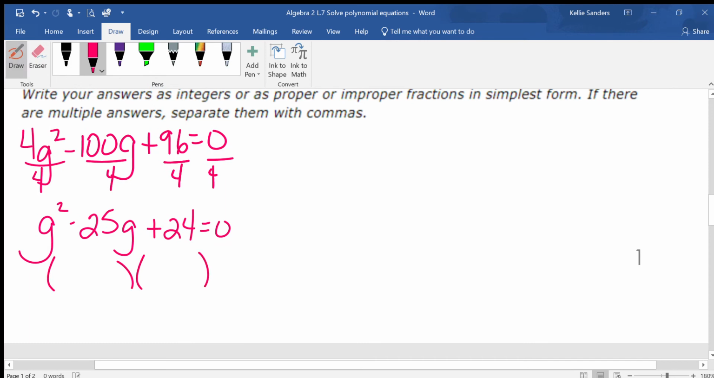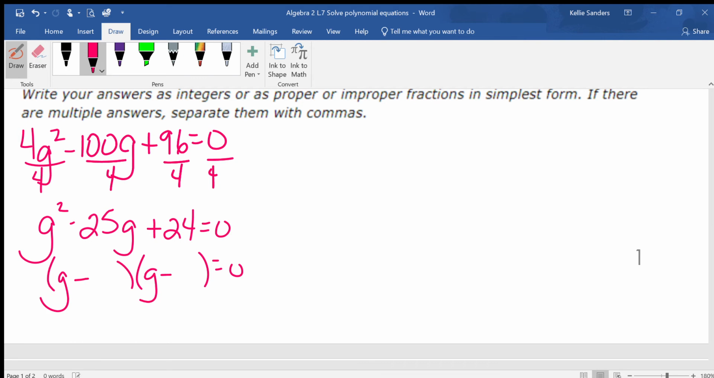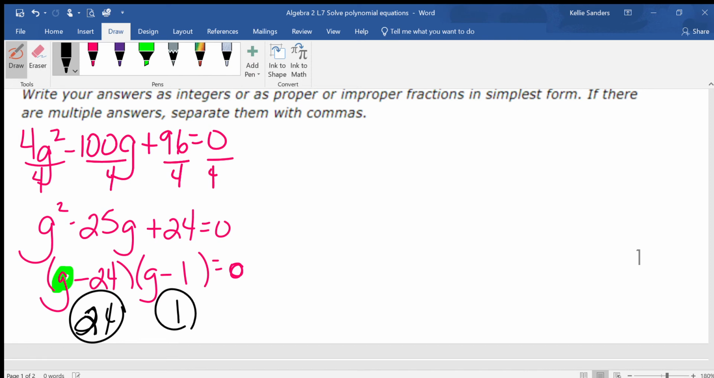Then we could factor it, if it's factorable. 24 times 1 is 24, 24 plus 1 is 25. And then to get my zeros, like you're going to do in L8, what would make this minus 24 to get 0? A positive 24. And to get what G would you subtract 1 from to be able to get 0? 1. So 24 and 1 would be your answer.